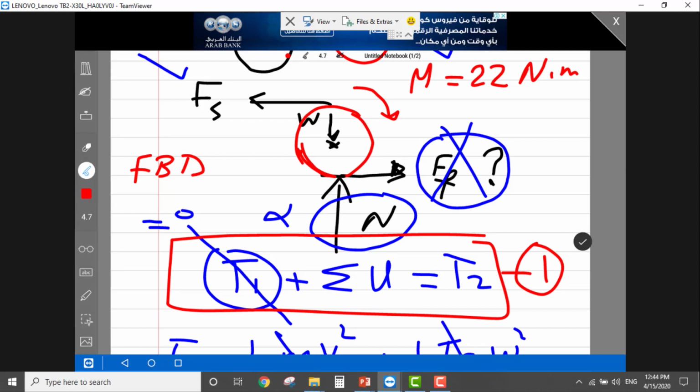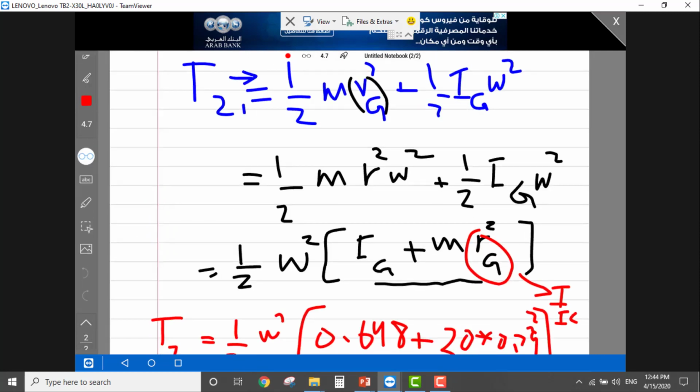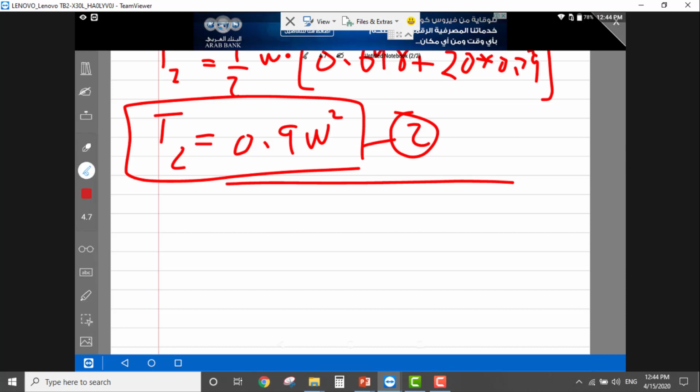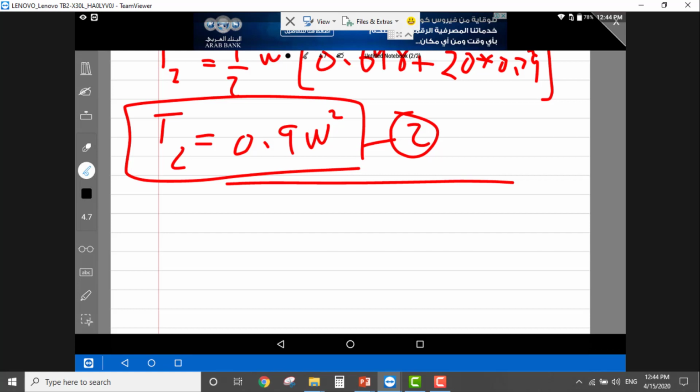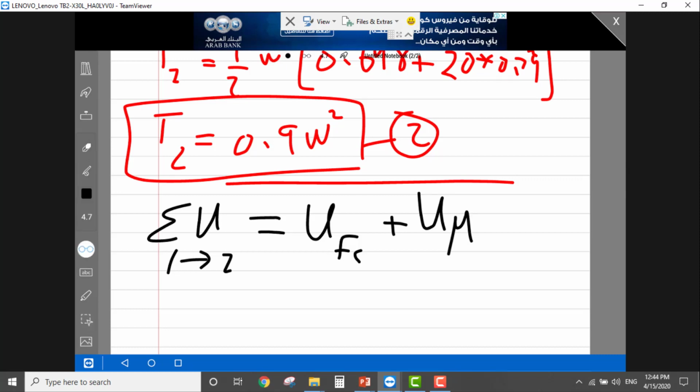Now we find that T1 equals 0. This one is ready. Now we end up with the summation of work. In order to find the summation of work, we start by classifying which forces do work. So the summation of work from 1 to 2 is the work due to the spring force plus the work due to the moment only. I'll calculate each one separately.